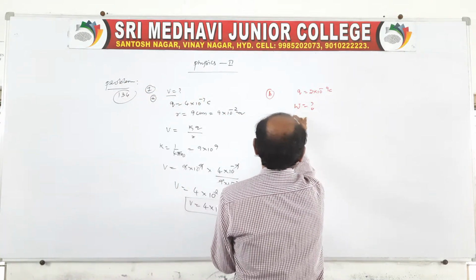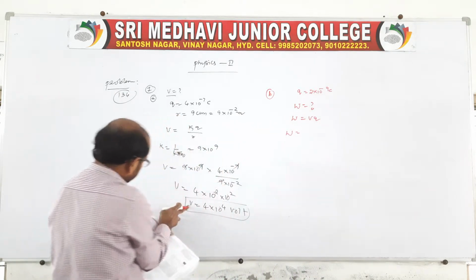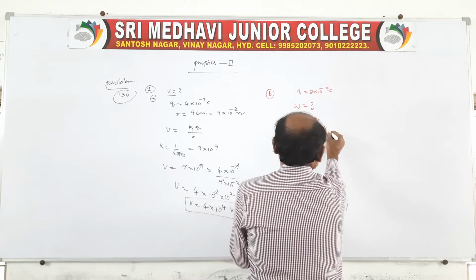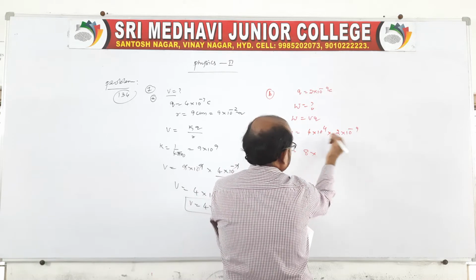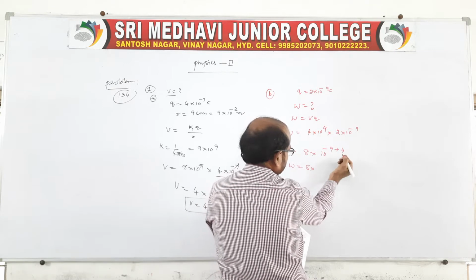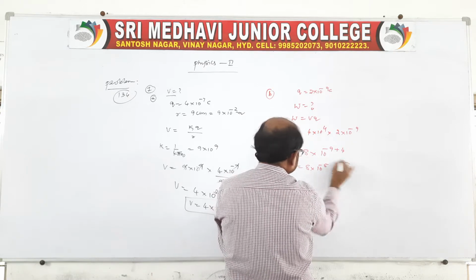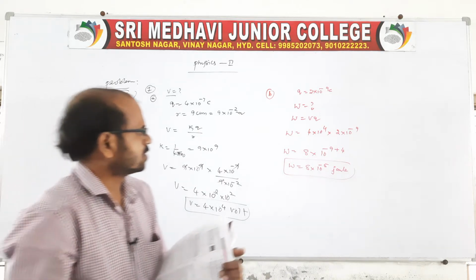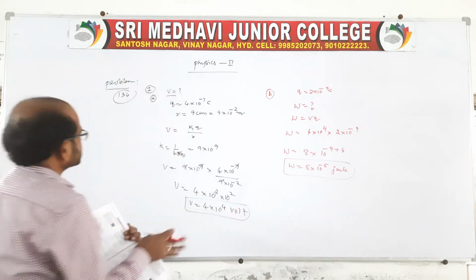Of course work done is equal to V into Q. Already we know V from the first part, 4 into 10 power 4, and the Q value is 2 into 10 power minus 9. So W is equal to 8 into 10 power minus 9 plus 4, so it is 8 into 10 power minus 5 joules. This is the work done. This is problem number 1, given like this.